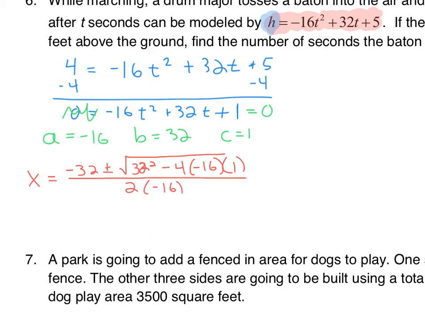Okay? Now time to do a little simplifying. Nothing to simplify for that negative b. That's just going to be negative 32. We'll leave that as plus or minus.